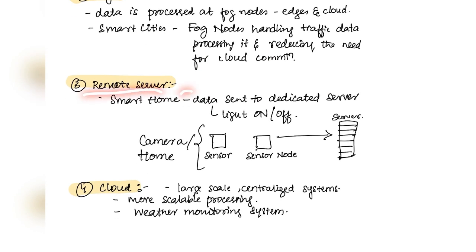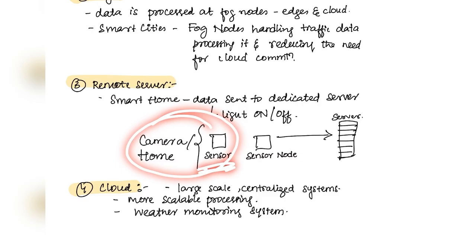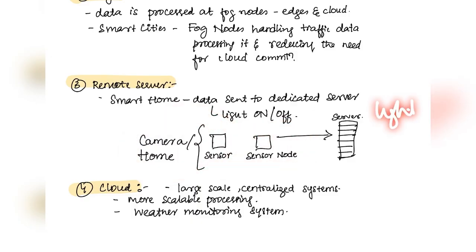Next we have the remote server. Some IoT applications offload processing to remote servers. Taking the example of smart home automation, data is sent to a dedicated server. Let's take an example: a home sensor node senses a particular thing. Suppose we take smart lights, where a smart light sensor is there.